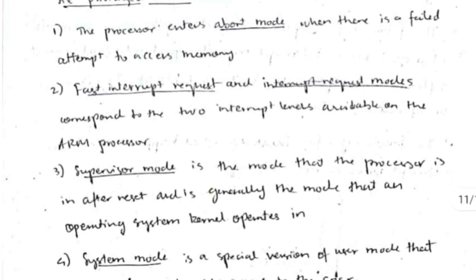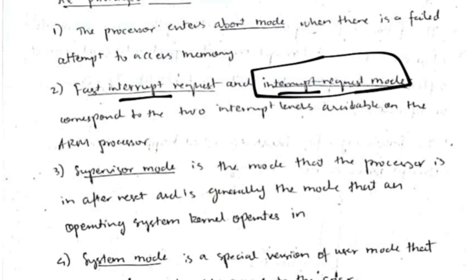The second one is fast interrupt request and interrupt request modes, okay. In that case, if an interrupt is made by any device, or the interrupt is to be executed very fast, at that time these 2 modes will be used, okay. At that time the processor will be in these modes and the interrupt service will be carried out.